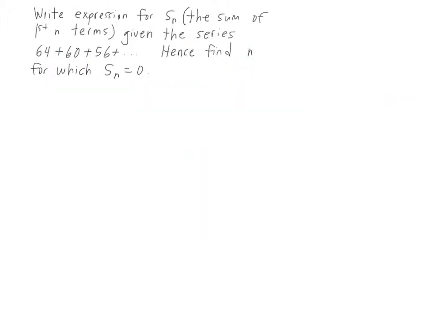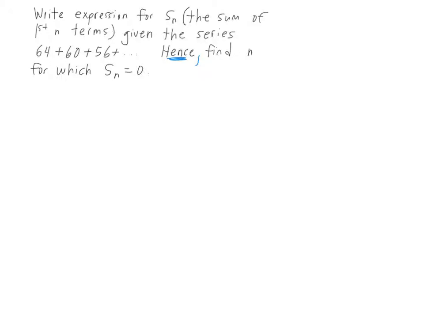All right, last example. We're looking to write an expression for s sub n, which represents the sum of the first n terms. We're given the series 64 plus 60 plus 56 plus dot dot dot. And once we've done that, we want to, hence. Now, hence is an important word that IB uses a lot. That means we're going to use our previous result somehow. So hence, we want to find n for which the sum is equal to 0. So we're going to take our sum expression, set it equal to 0, and solve.